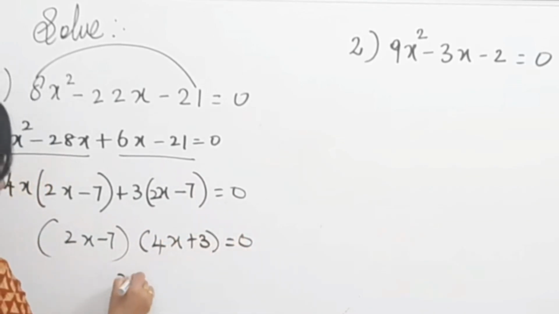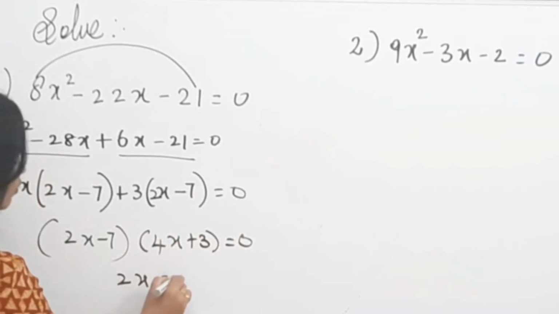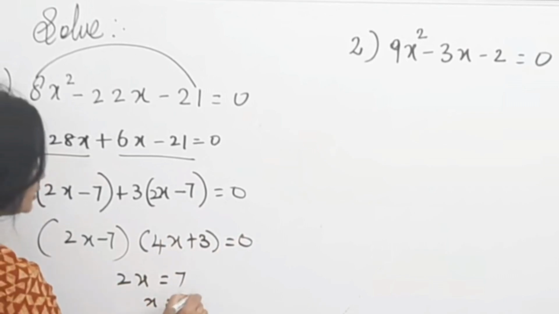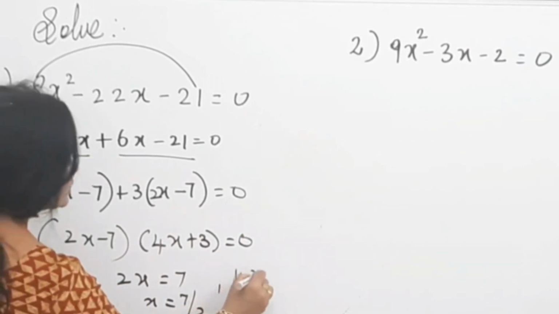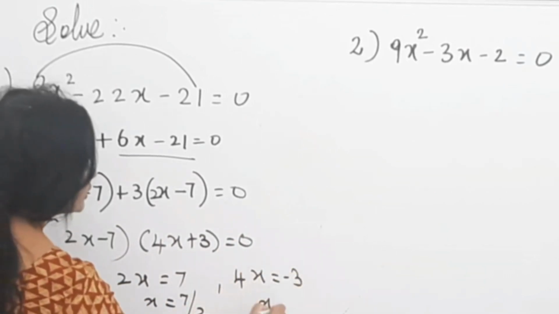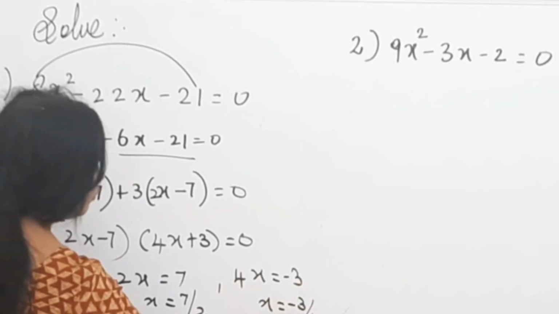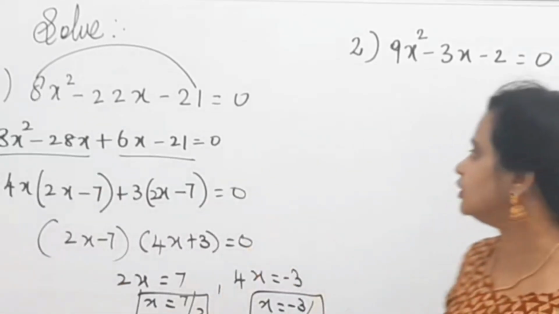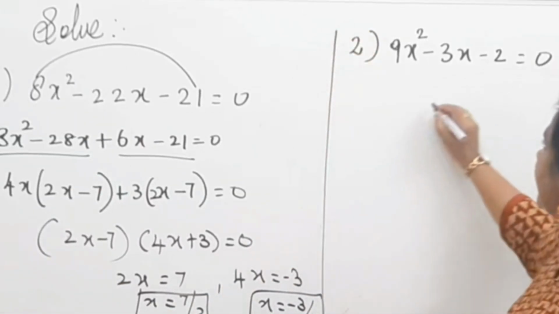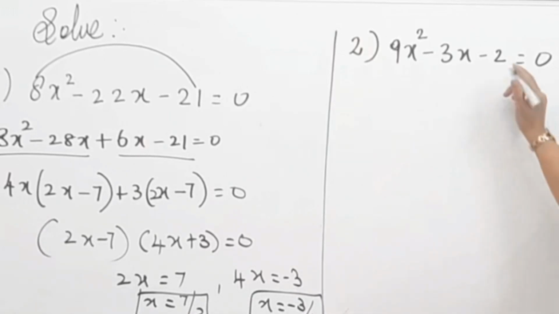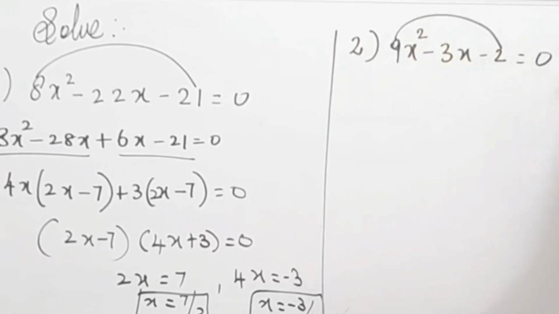That is 2x is equal to 7, so x is equal to 7 by 2. And 4x is equal to minus 3, so x is equal to minus 3 by 4. As simple as that. Second question, it says 9x squared minus 3x minus 2. The same concept, 9 2s are 18. So I would go for finding the factors for 18.